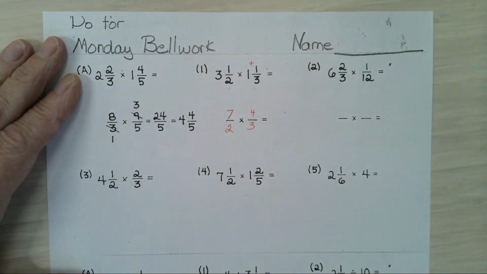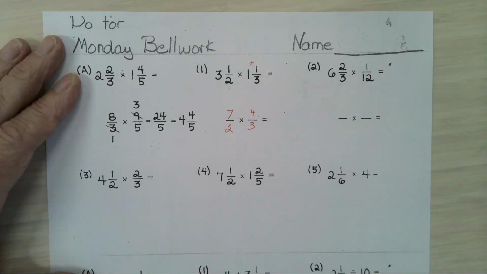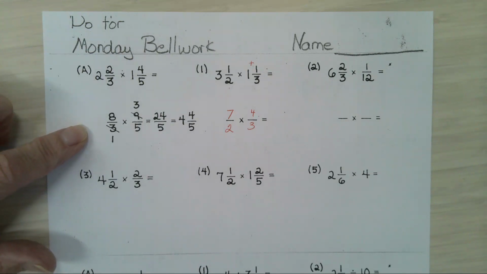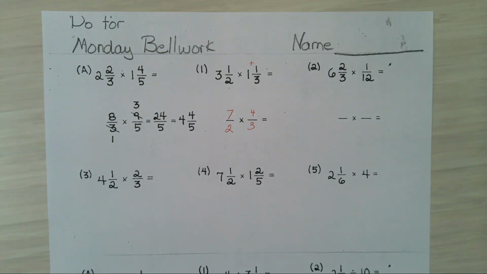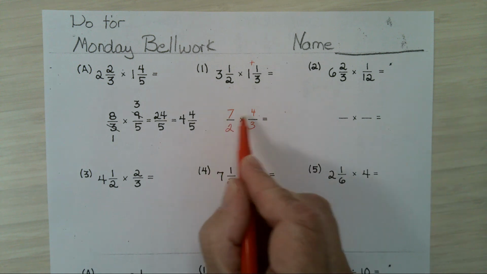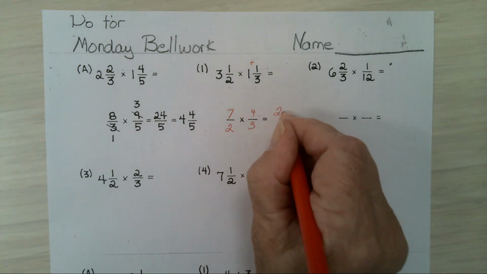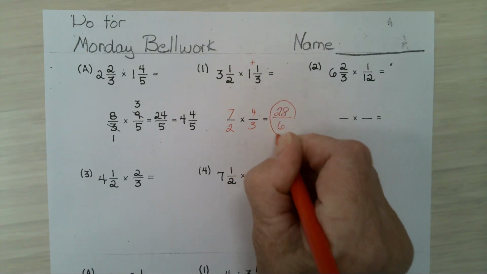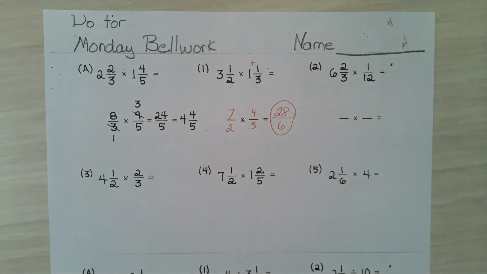Now, you do not have to simplify before you multiply on the test. We're just going to multiply straight across because that's what the answer will be on the test, and you can still simplify it and get credit. You multiply straight across. You get 28. 2 times 3 is 6. 28 over 6 would be a fine answer.